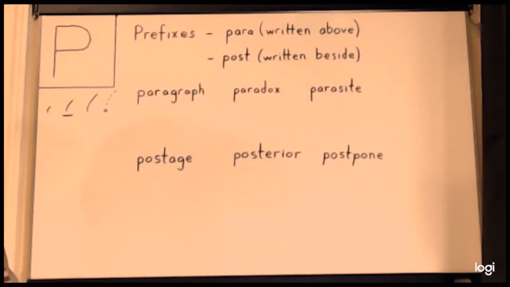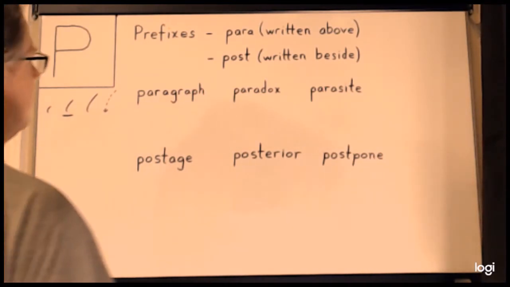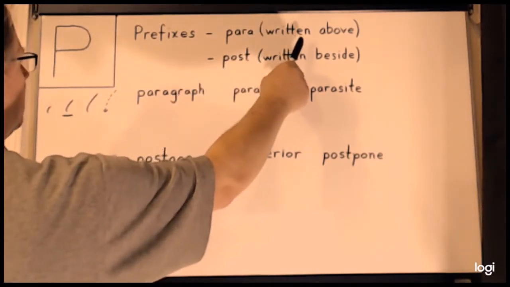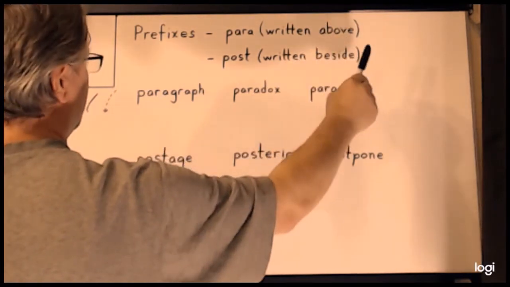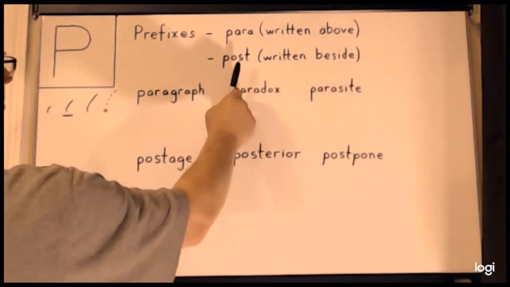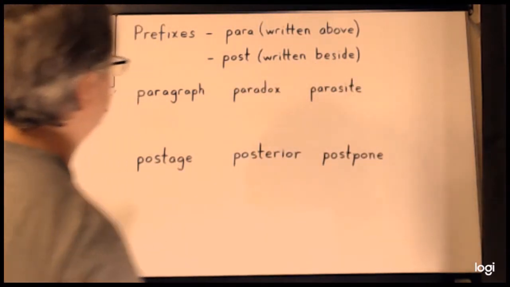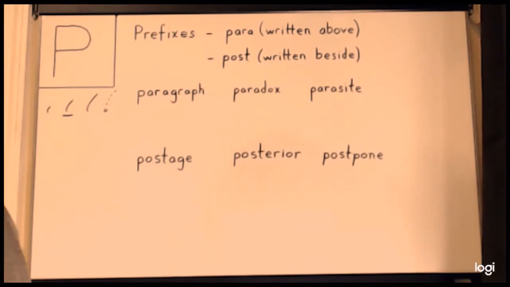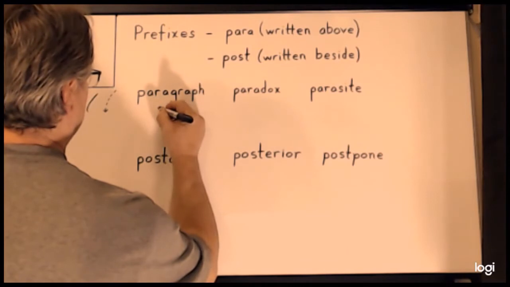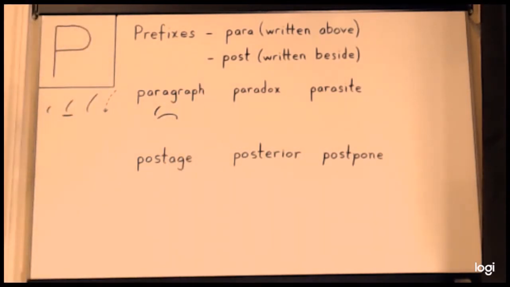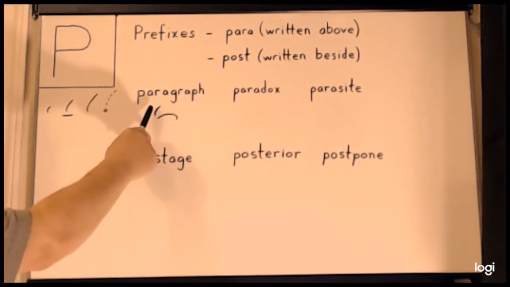The letter P also represents a couple of prefixes that are disjoined. The first one is para, which is written slightly above the corresponding stroke, and then the word post, which is written beside the corresponding stroke. So first we will start with para, the first word paragraph. Just write a P, the letter G right below it. G represents graph, para by the P.